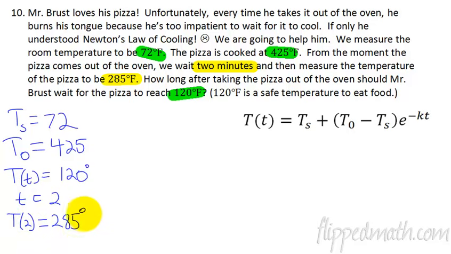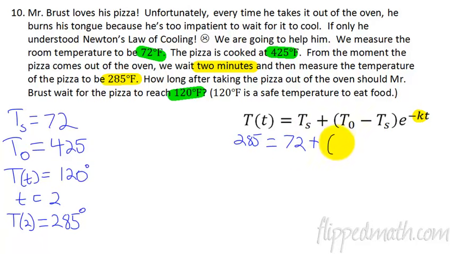Okay, so here's all of the information we can use. What we need then is to figure out what this constant is before we can solve for anything else. Oh boy. Okay, so here we go. Let's take this information and plug in everything we know. So let's plug in the information that we have, which is 285. And then this is going to be a 72 plus, because the surrounding temperature is 72.